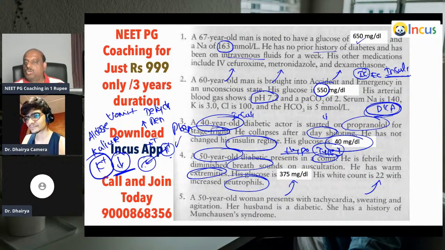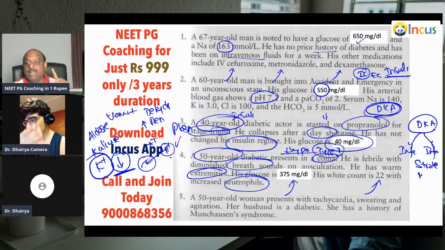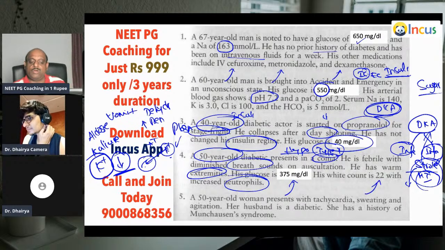Always remember two factors that lead to the precipitation of DKA. One is infection and the other is infarction. Typically, patients who have a stroke or an MI, when they come, all our focus is on the stroke or the MI. But we should also look into their sugar levels, because quite often patients presenting with stroke and MI have a concomitant DKA, precipitated by the underlying infarction or infection. That's what we need to remember.